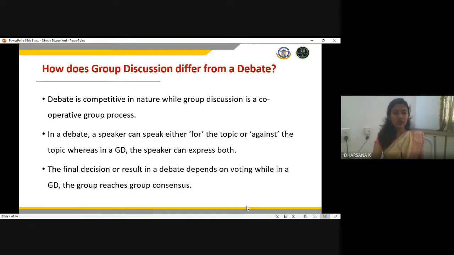And when you hear this particular word, group discussion, you may confuse it with debate, right? So usually we have a confusion between group discussion and debate. So what is the difference between these two things, group discussion and debate? What makes group discussion different from debate? Debate is competitive in nature, while group discussion is a cooperative group process.